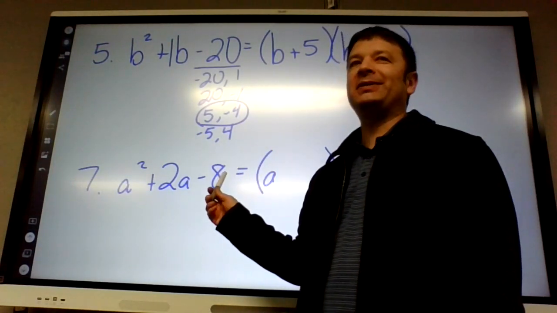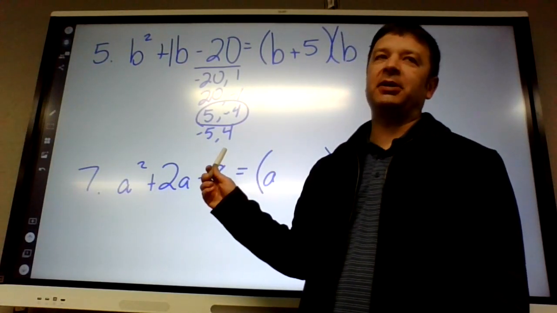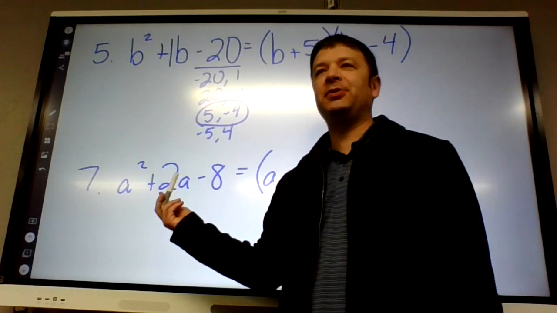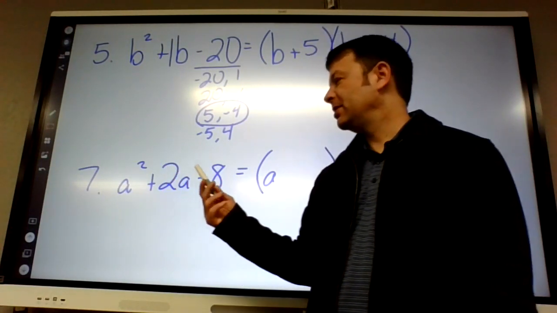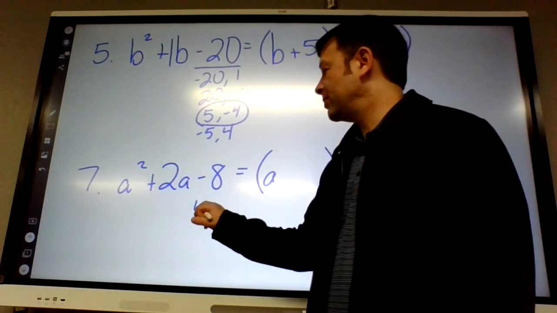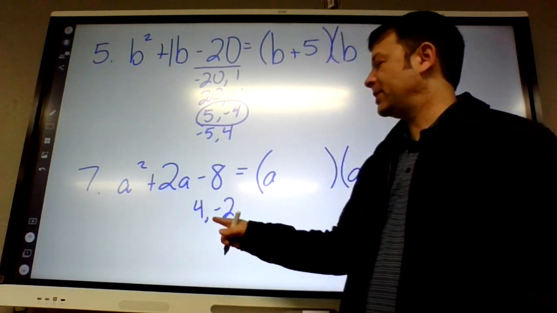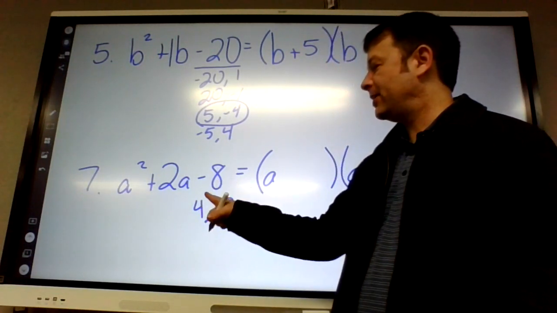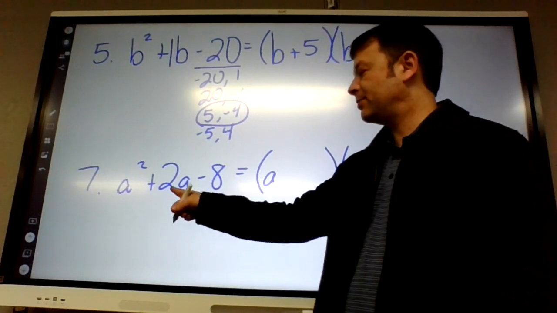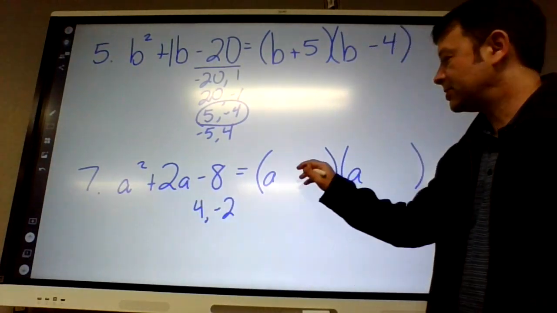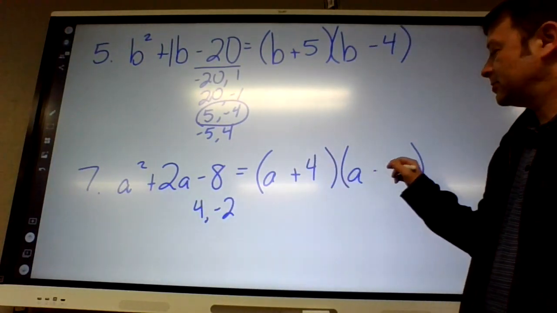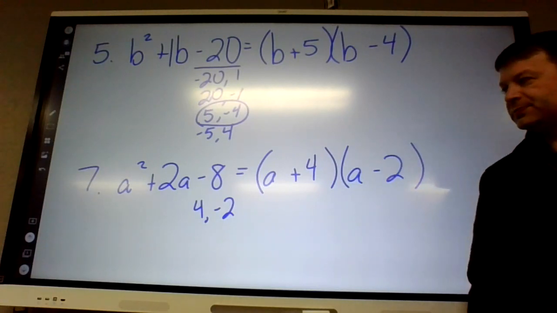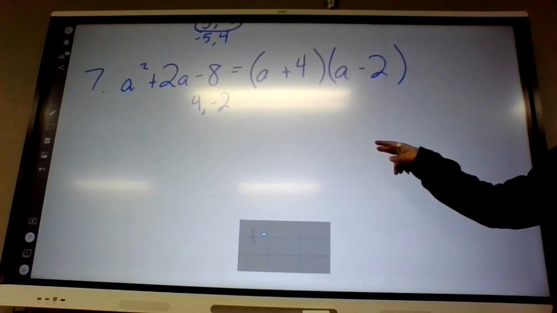Okay, what multiplies into negative 8 that adds up to positive 2? Okay, yeah. 4 and negative 2, or negative 2 and 4. Yeah, 4 times negative 2 is negative 8, and 4 plus negative 2, or 4 minus 2, is 2. So positive 4, minus 2.